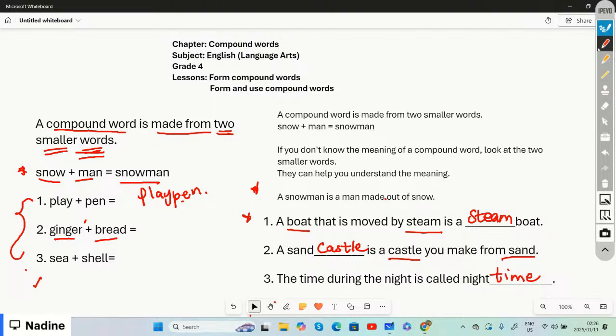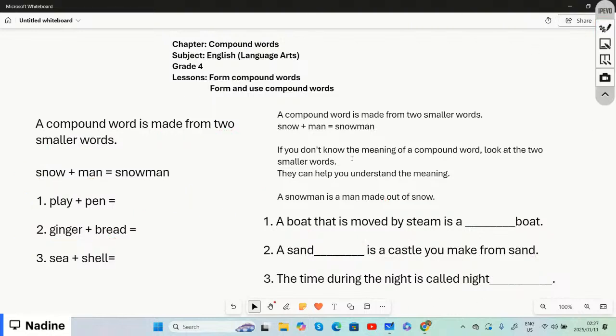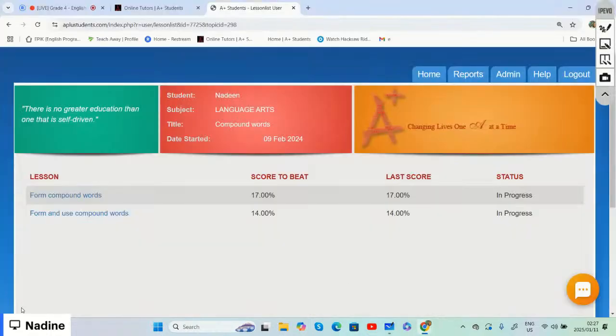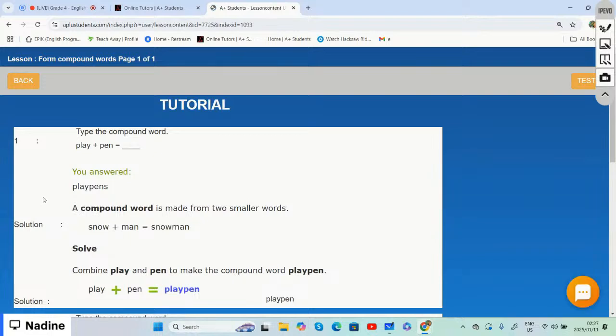We said compound words are words that are made up of two smaller words. Once you put those two words together, right, it creates a new word. And once you join the two words, the word needs to stay the same. You cannot write it as a separate word. All right, so now we're going to compound words on aplusstudents.ca. And we're going to form compound words and use compound words.